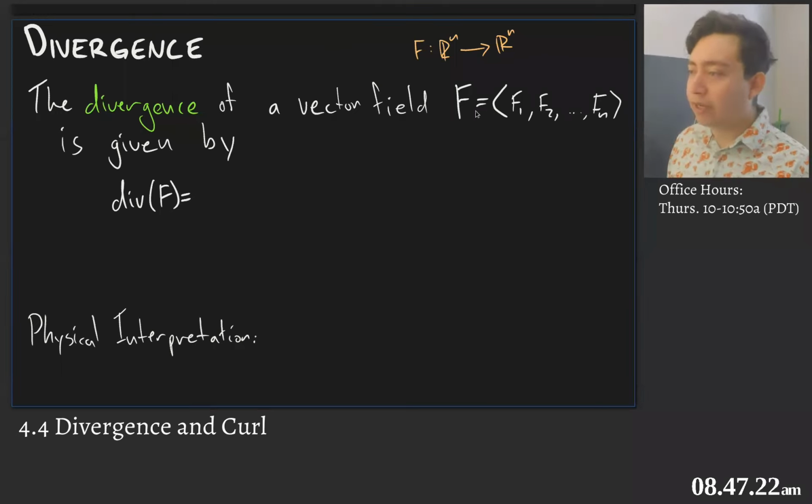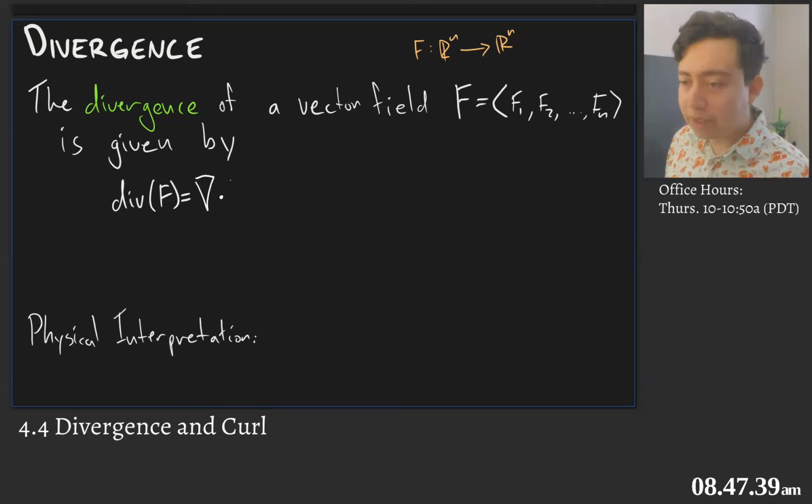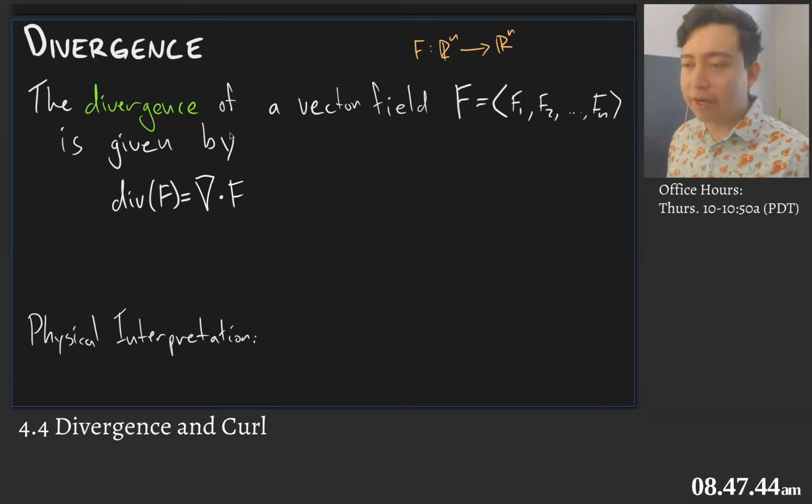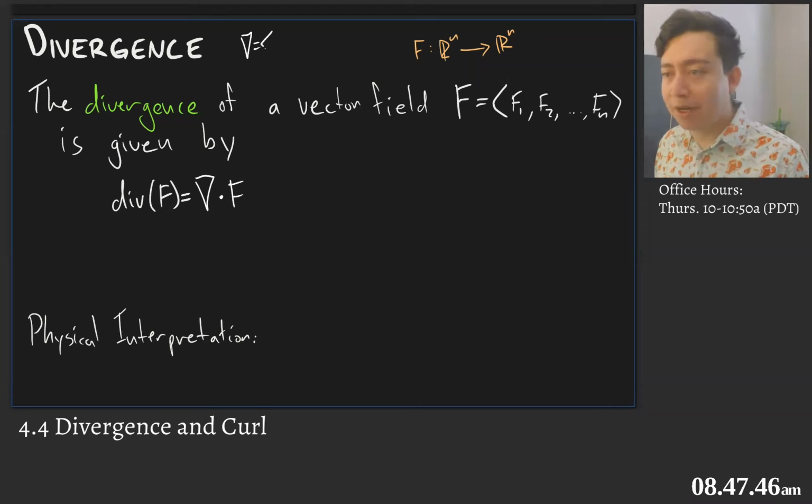Each of these components is a function in n variables. The divergence here is just going to be the gradient as an operator, dot product f. Okay, so this is a vector. The gradient as an operator, we're thinking of just as the operator d dx1, d dx2, all the way up to d dxn.